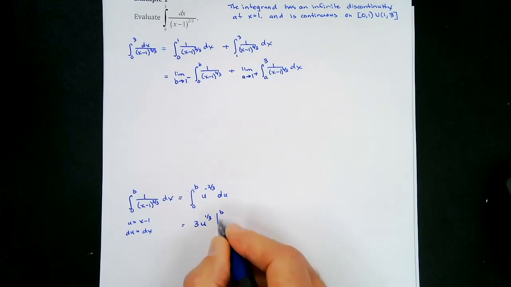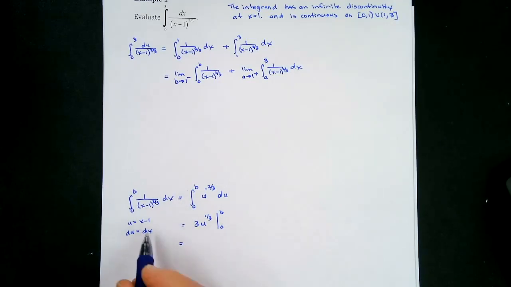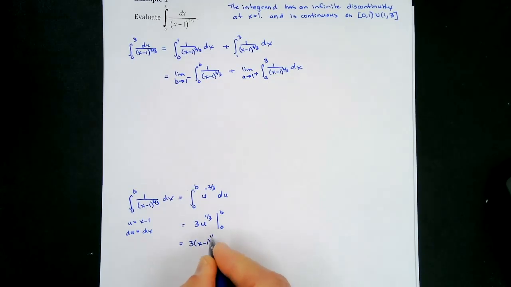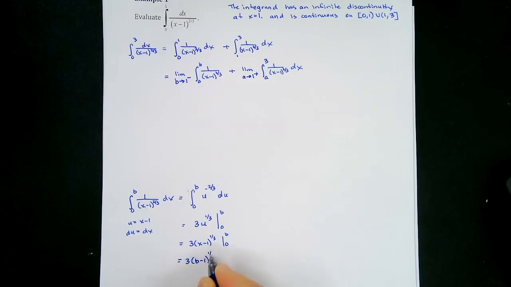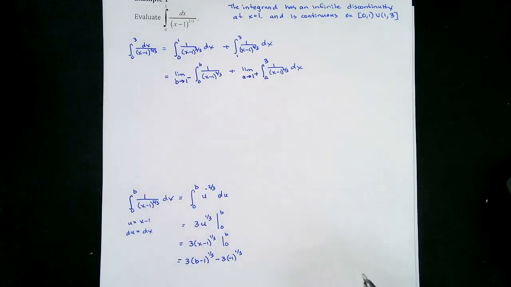We're going to evaluate this from 0 to b, but these are x values, so I have to switch this u back to x, and my u is x minus 1. So this becomes 3 times (x minus 1) to the 1/3 power, evaluated from 0 to b. That's going to be 3 times (b minus 1) to the 1/3 power minus 3 times, and if I put 0 in here, that'd be 0 minus 1, so negative 1 to the 1/3 power. That's what this integral is when I evaluate it. And then I'm going to have to take this limit as b approaches 1 from the left.